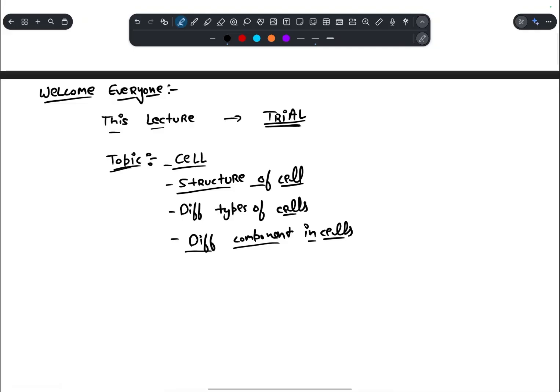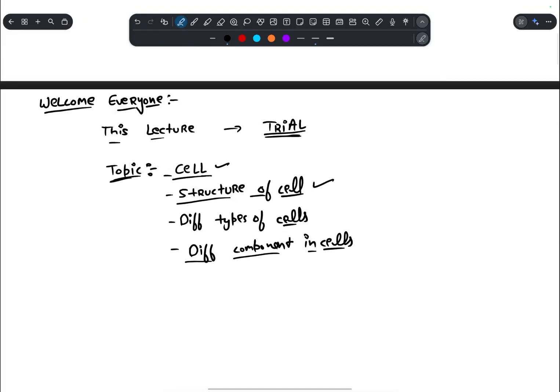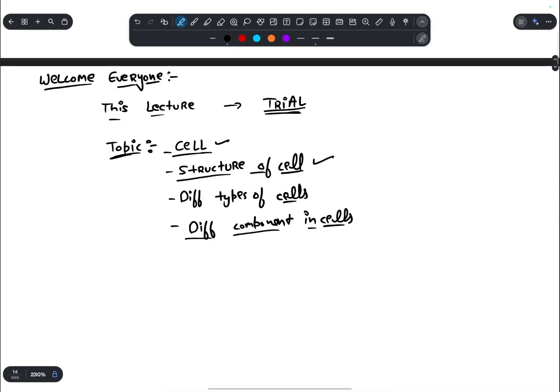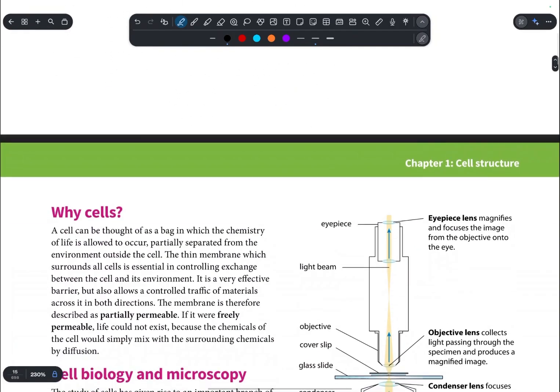Today's topic is the cell, the structure of the cell, and different types of cells and their components. The cell is the basic unit of life, which collectively forms a human being. Then we will study the structure of the cell, then different types of cells like prokaryotic and eukaryotic. In eukaryotic, there are plant cells and animal cells. After that, we are going to study different components in cells like ribosome, mitochondria, nucleus, and so on. So I think we should start.